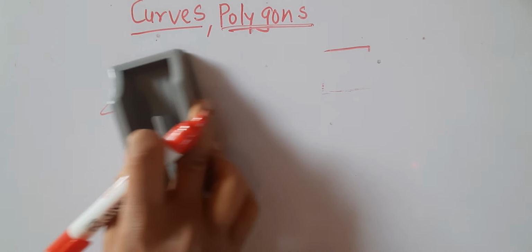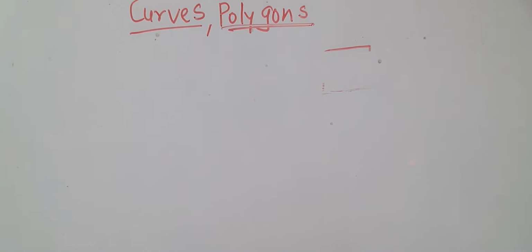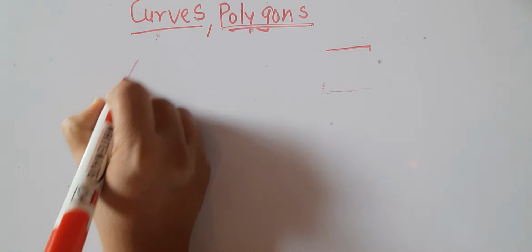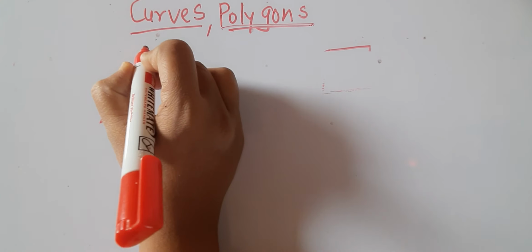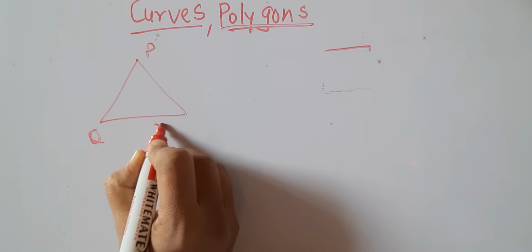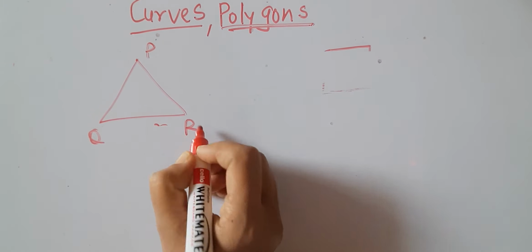Now let's start with triangle first. So for triangle, suppose we have this triangle P, Q and R.